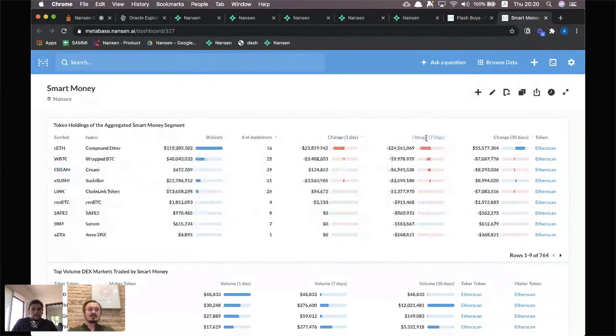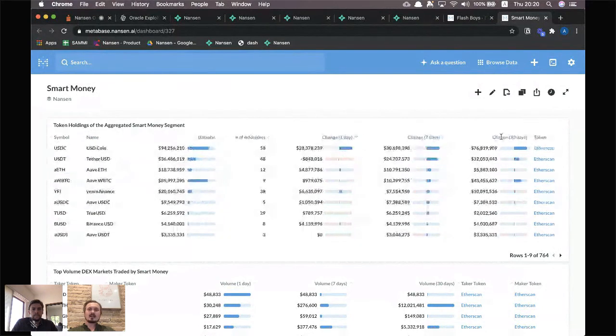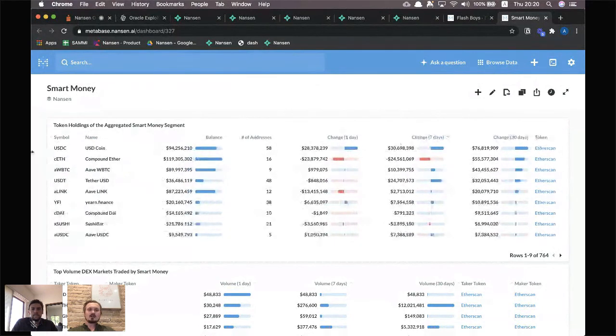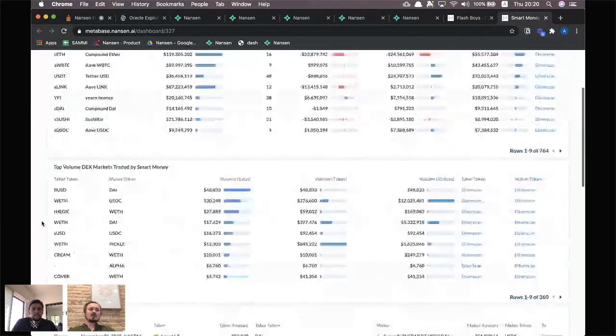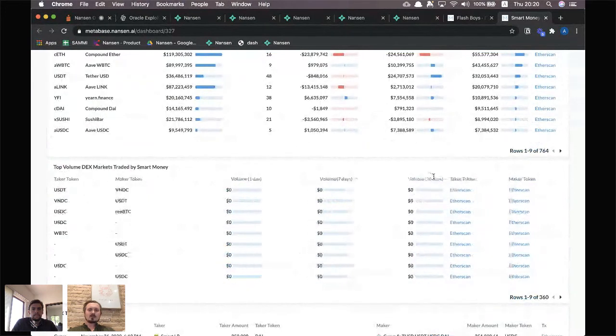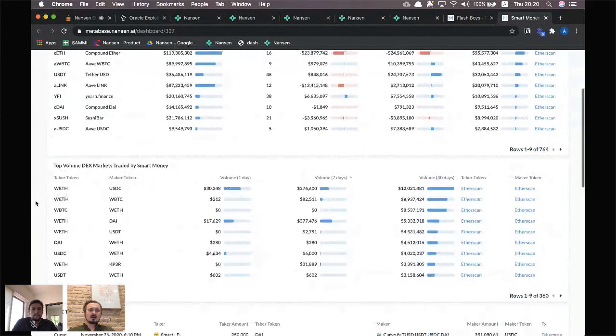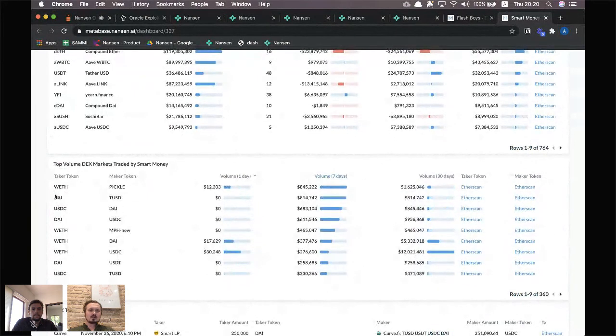Change over 7 days, it's the same thing, just across 7 days, and 30 days as well. So that's the token holdings. And then you can look at, for example, what are the top volume DEX markets? Again, sorting by volume, maybe we can sort by 30 days, or actually I think 7 days was more interesting. So Wrapped Ether and Pickle is the top market currently with this segment in the last 7 days.